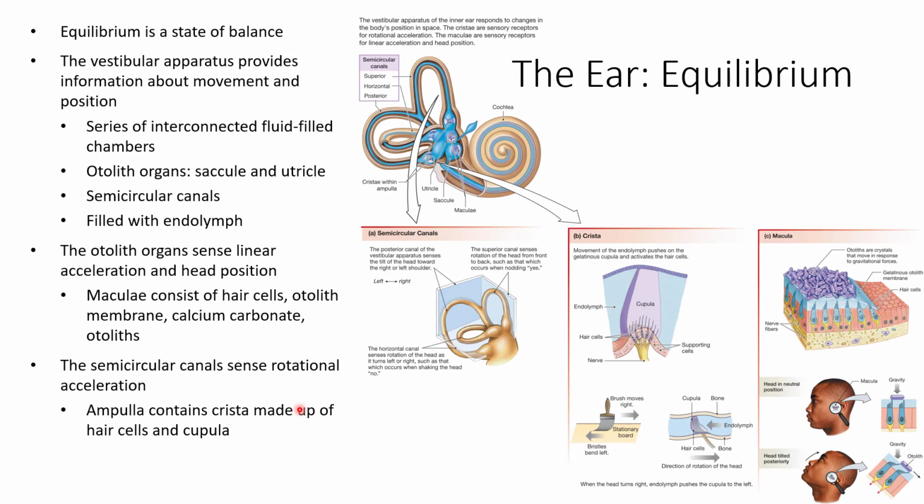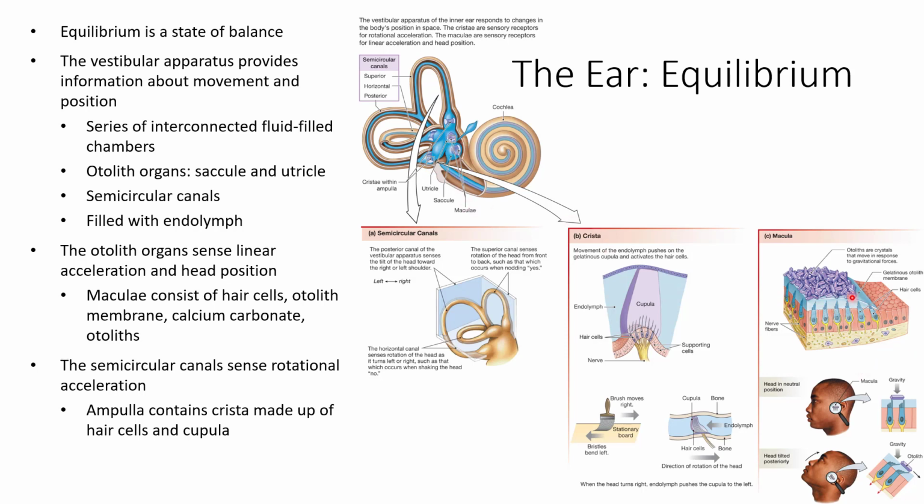The other half of the ear, again, is associated with equilibrium. And this takes place in the semicircular canals and in the vestibular apparatus. So this is going to give us information about movement and position of the head. As we move from the vestibular apparatus into the semicircular canals, we have a series of fluid-filled chambers. Some of these chambers are associated with what we call otolith organs. So we have two: the saccule and utricle.